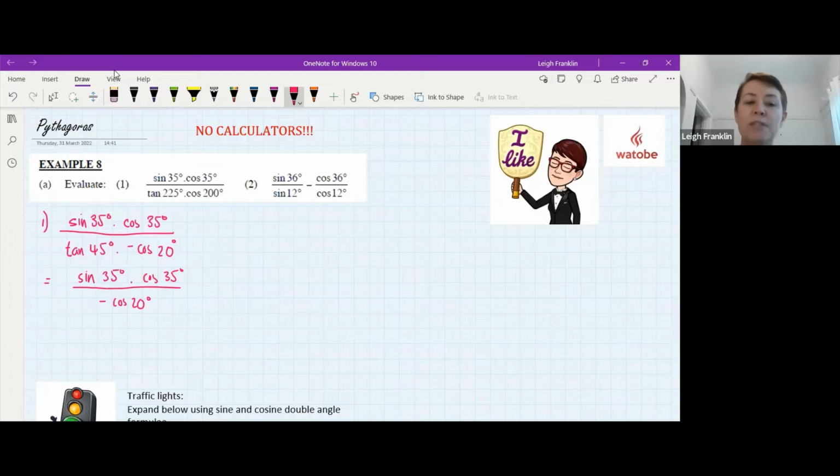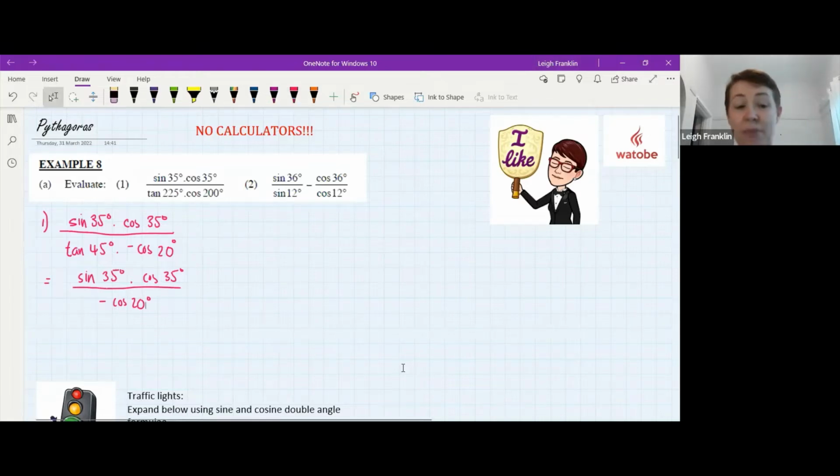With this particular question, what they want you to do is find a connection between 35 and 20. But it's not obvious. There's a couple of steps. So instead of me telling you, I want you guys to tell me, what do you think we need to do here? How are we going to find this connection between 35 and 20? No one?